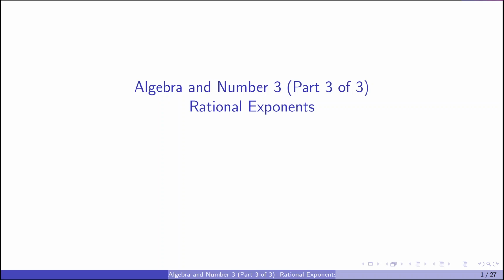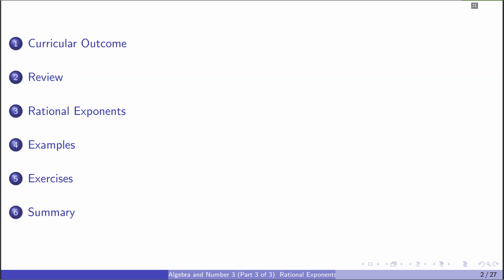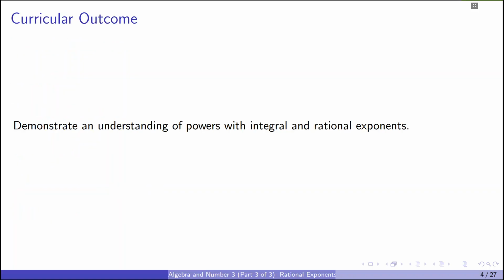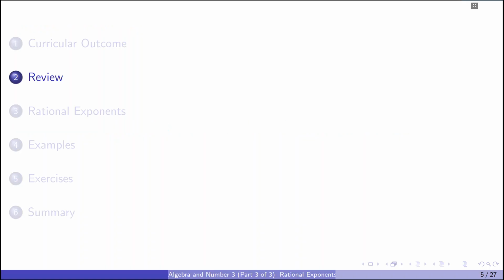All right, we are continuing our look at Alberta's Algebra and Number 3 curricular outcome, specifically dealing with rational exponents. We'll take a look at our curricular outcome and then we will review some information and dig into what rational exponents are. Our outcome: demonstrate an understanding of powers with integral and rational exponents. Let's review.